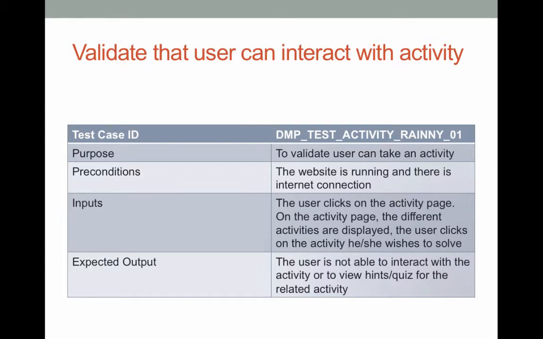Next test case is raining. So the purpose is to validate the user can take an activity. The website is running and there is an internet connection. The inputs are the user clicks on the activity page and the activities are going to be displayed. The user clicks on the activity that he or she wishes to solve, but the user is not able to interact with the activity or view hints or quizzes for the related activity.